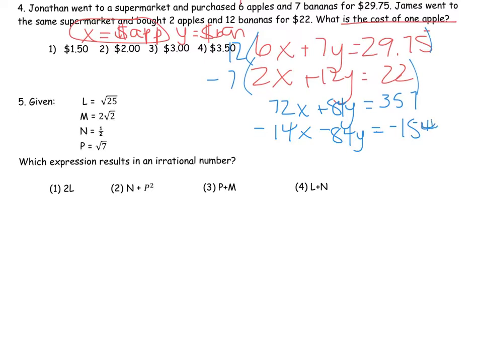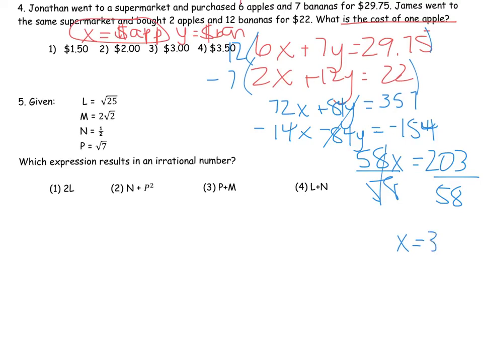Okay, cool. So now the y's cancel out. 72 minus 14 is 58. So we have 58x is equal to 357 minus 154, 203. And when I divide it out, what do I get for the cost of an apple? You get $3.50. So that is choice 4.